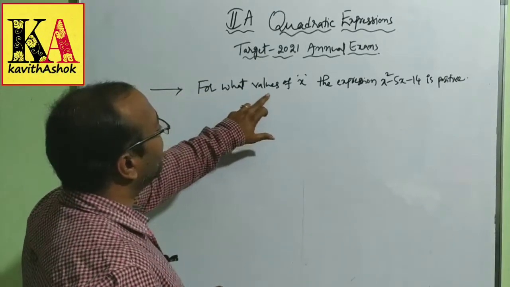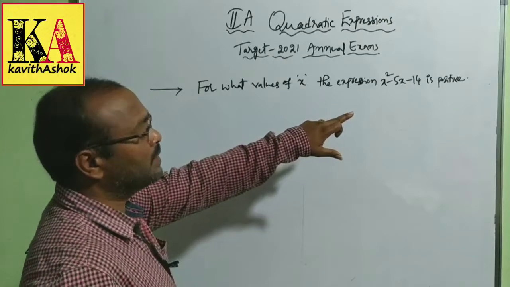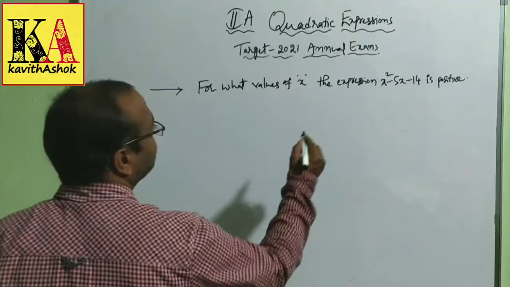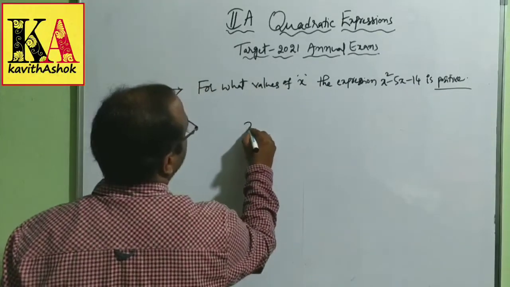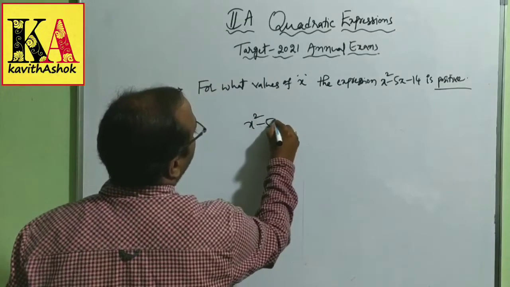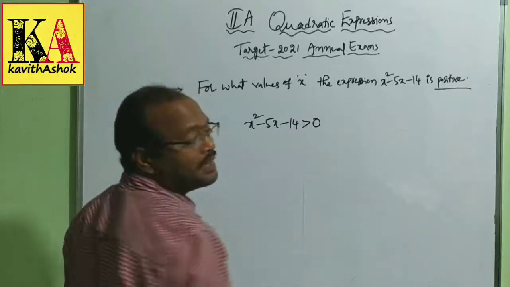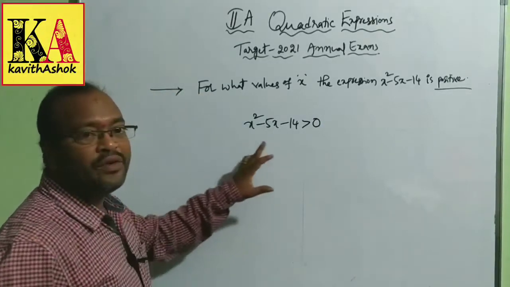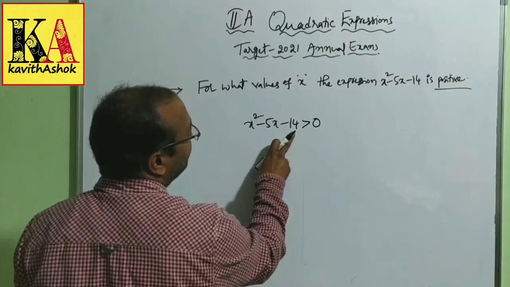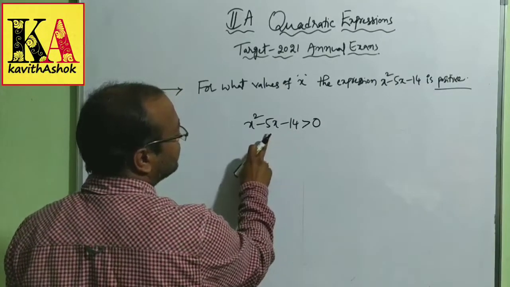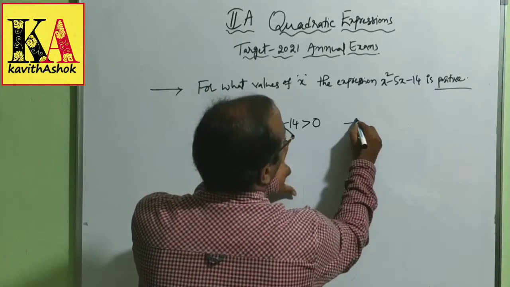For what values of x is the expression x square minus 5x minus 14 positive? Positive means we take x square minus 5x minus 14 greater than 0. So first we will find the factors for that. For 14, the multiplication value will be 7 and 2, and 7 minus 2 becomes 5. We will do it like this here, minus 14.